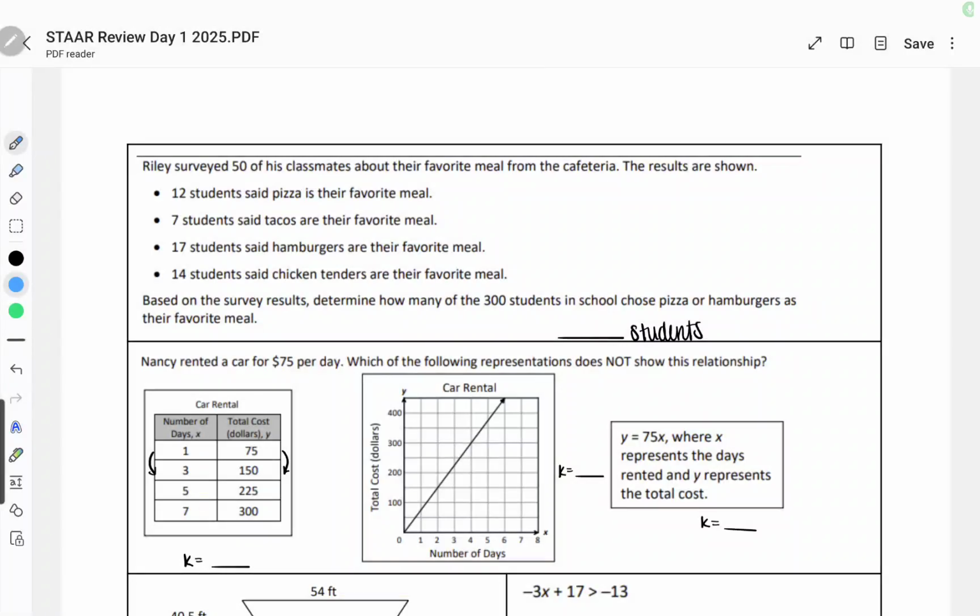Surveyed 50 of his classmates about their favorite meal from the cafeteria. The results are shown. Based on the survey, determine how many of the 300 students in the school chose pizza or hamburgers as their favorite meal. So what would we do here?